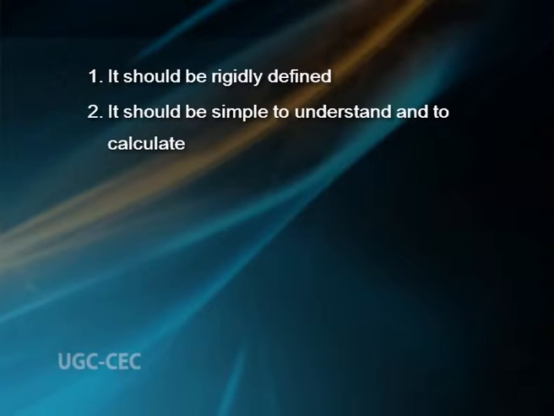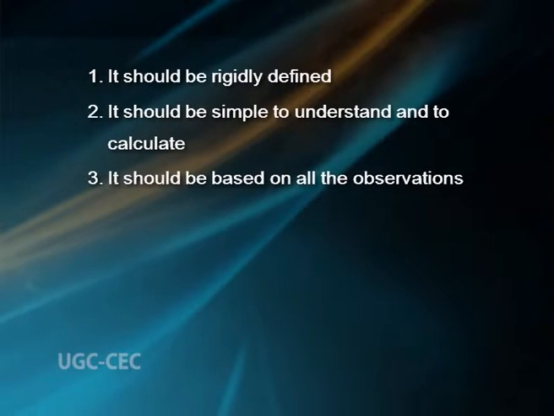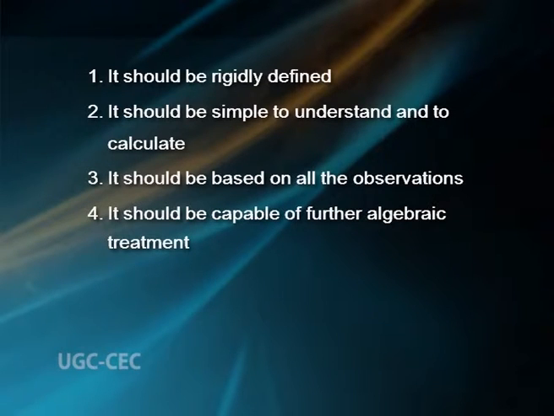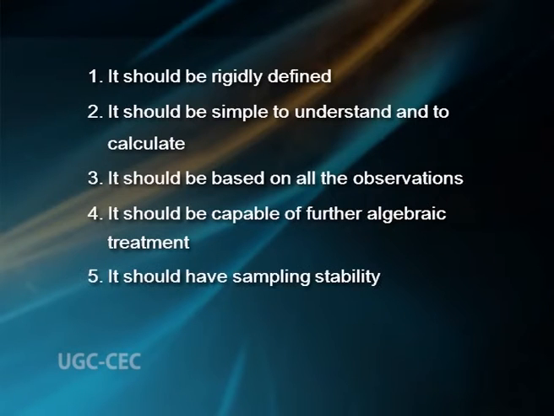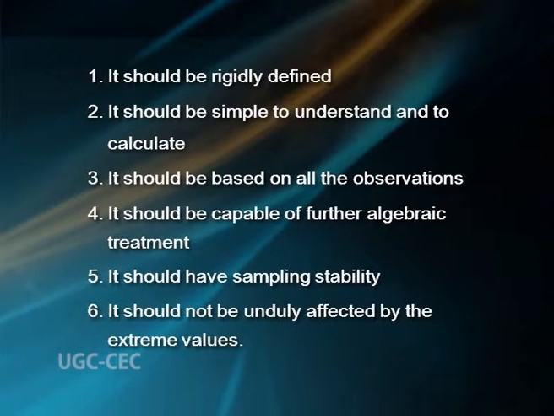Properties of a good measure of dispersion. 1. It should be rigidly defined. 2. It should be simple to understand and to calculate. 3. It should be based on all the observations. 4. It should be capable of further algebraic treatment. 5. It should have sampling stability. 6. It should not be unduly affected by the extreme values.